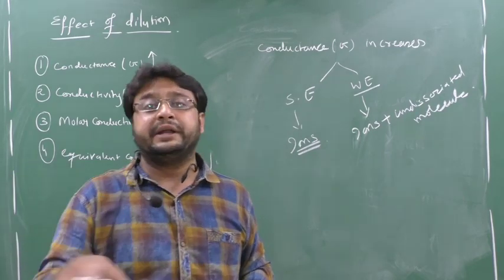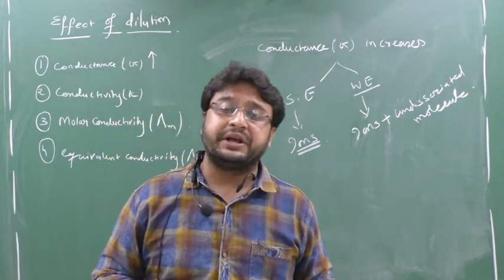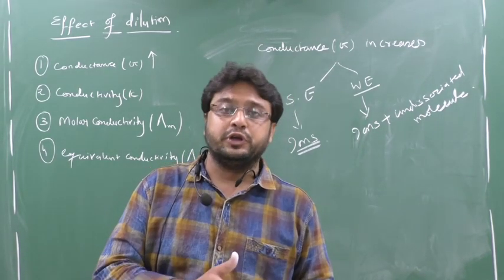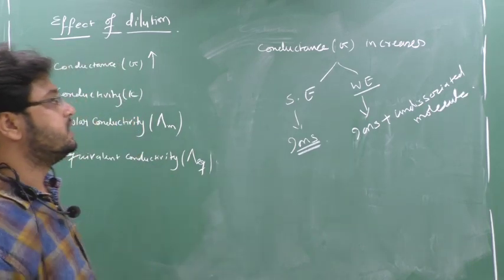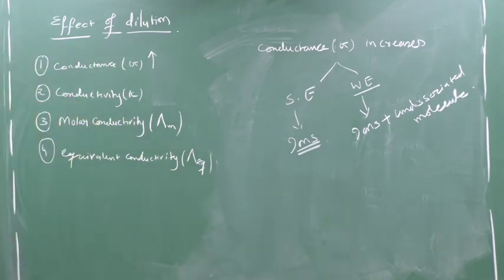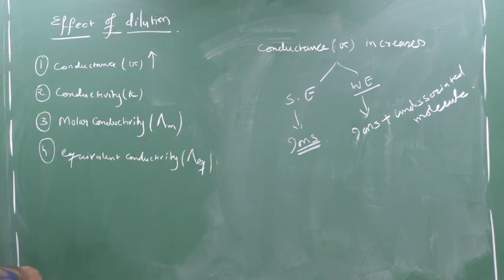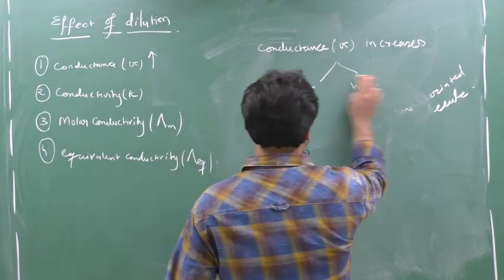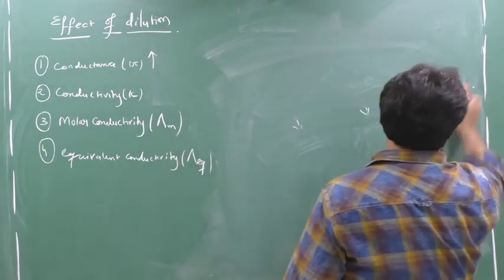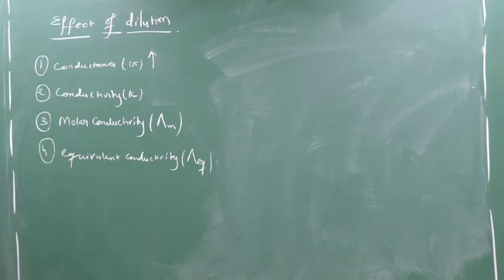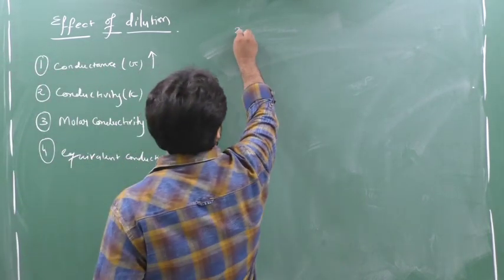So there also mobility increases. Now their mobility increases due to ions and due to undissociated molecule. So the conductance increases. So in a strong electrolyte, conductance increases due to ions, whereas in weak electrolyte, conductance increases due to ions as well as the undissociated molecule. So in short, conductance increases on dilution. Clear this part? Now see, next point we will see conductivity.